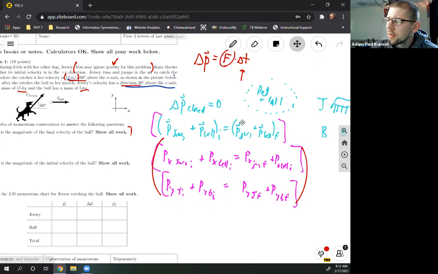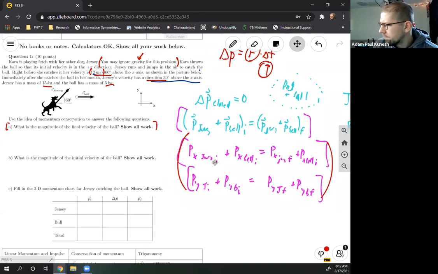There are essentially no large external forces that cause dramatic changes in momentum. Gravity is there, but we're allowed to neglect it because the change in time associated with grabbing the ball is relatively small. So this is what I know.